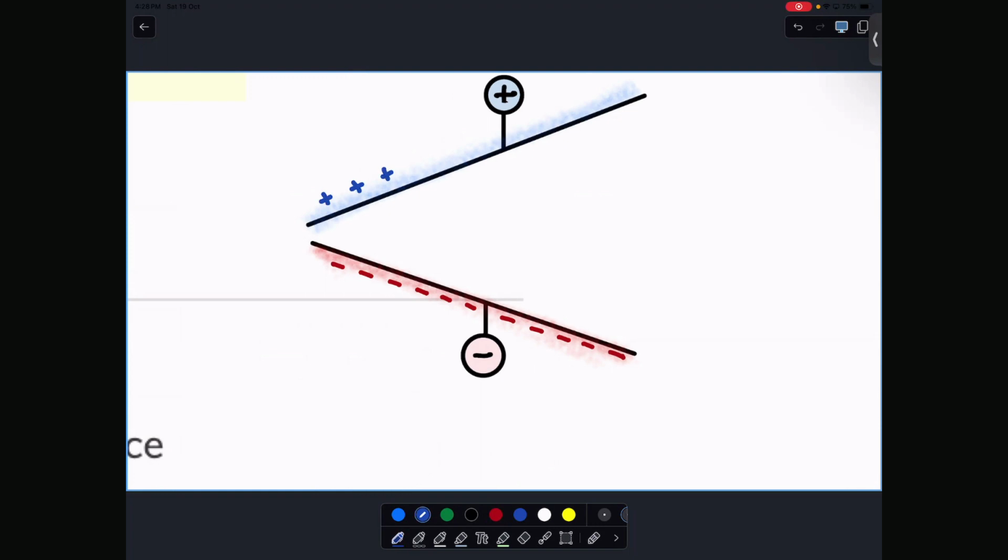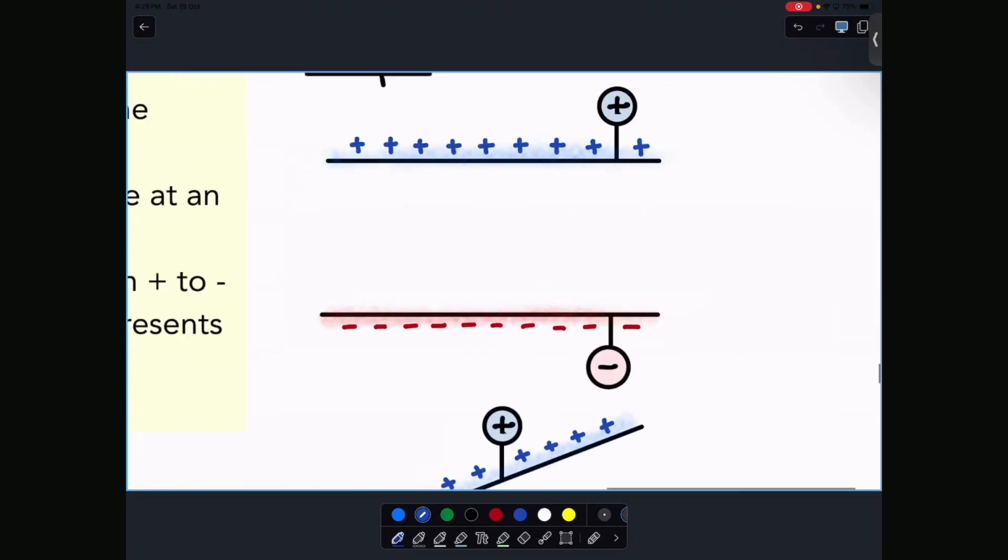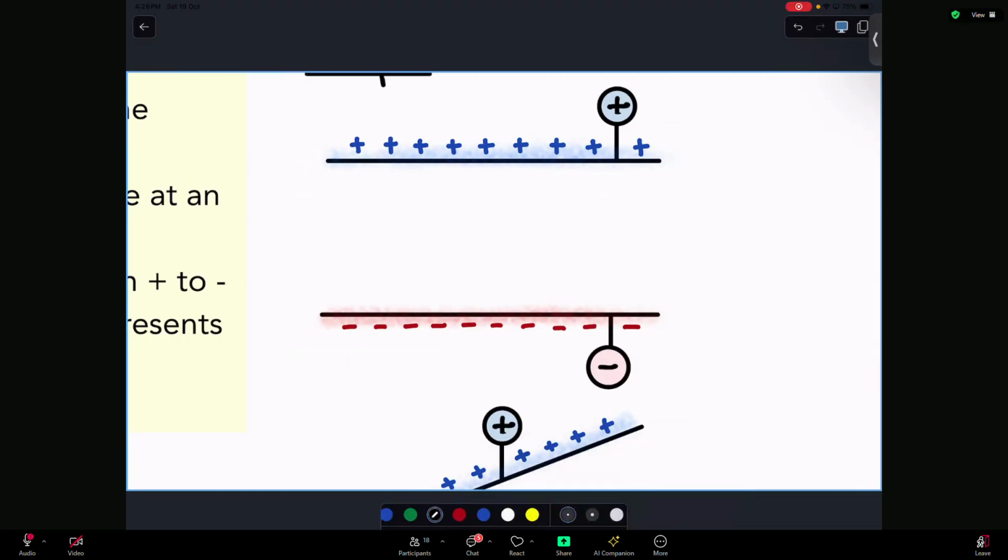Little disappointed because you guys did these in O levels. So anyways, what should the pattern be for this one? This is very straightforward. The field lines will travel from plus to minus, right? Yes, you're right. And it'll be straight lines like that.